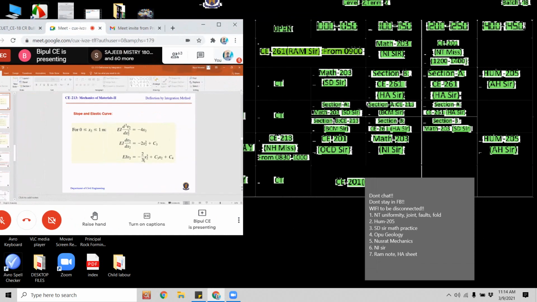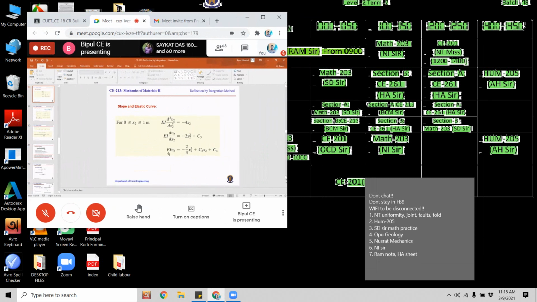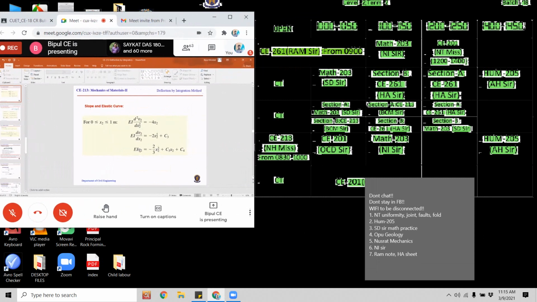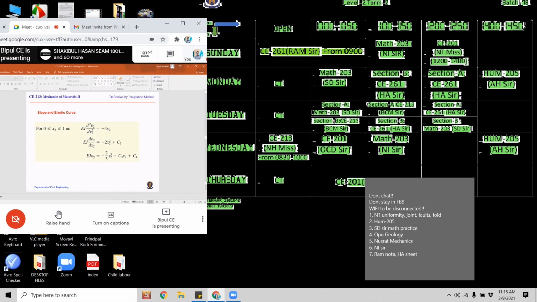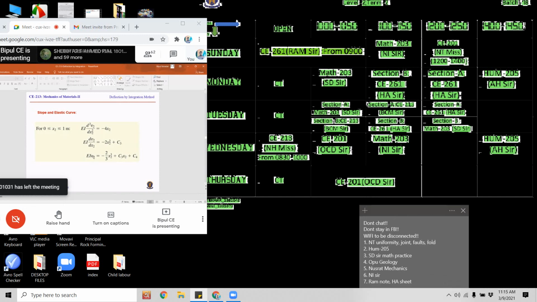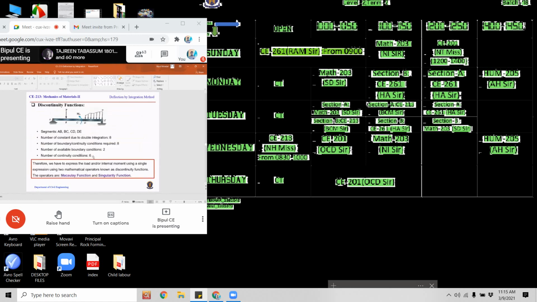A boundary condition means that at a certain location, or under a certain condition, the value of x and the value of v are given. That means if we know the value of x, the value of v is also known at that point. That is known as a boundary condition. That means at a certain location the values of the two variables are given.